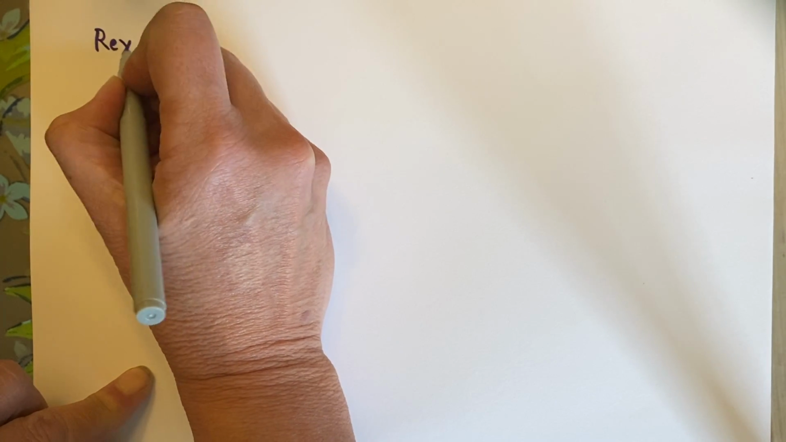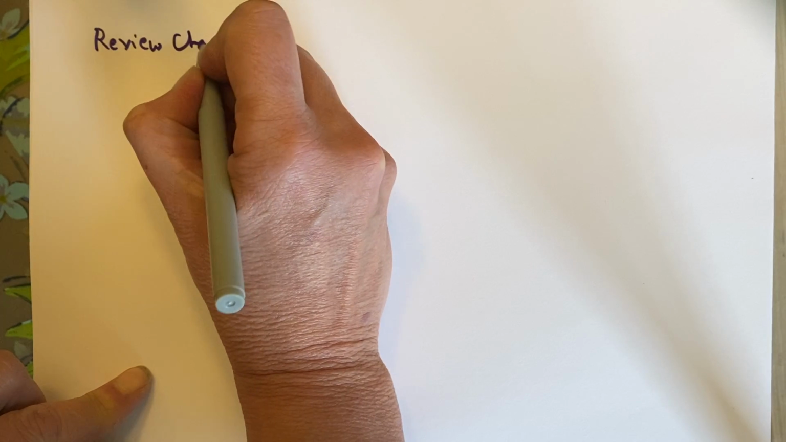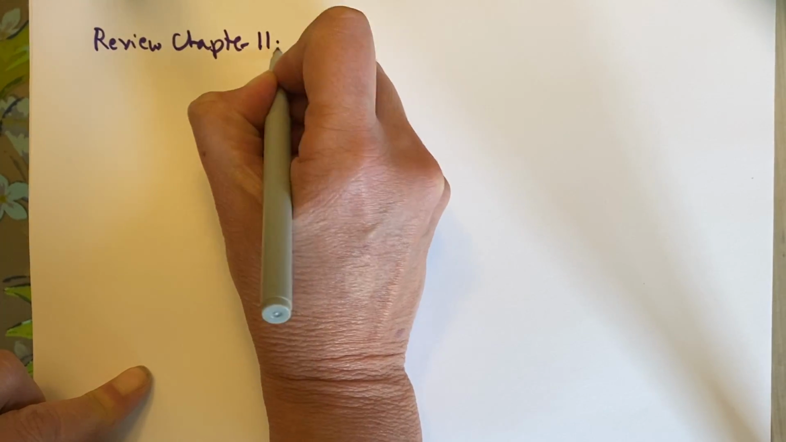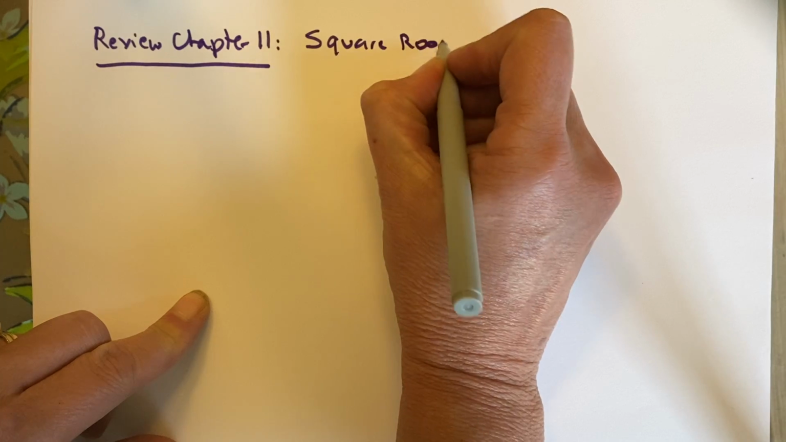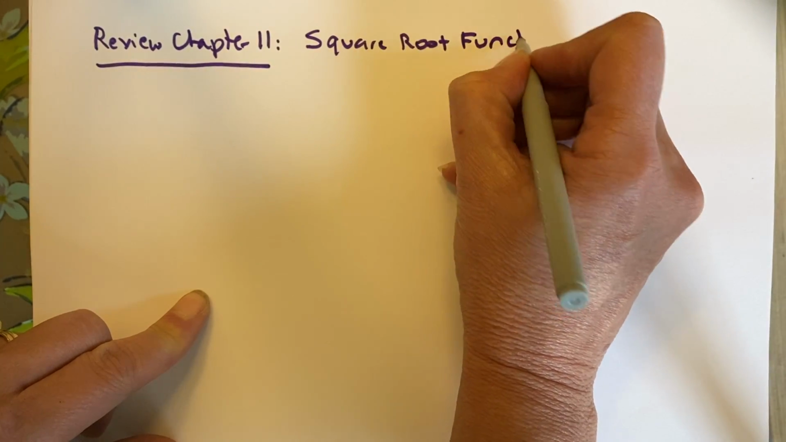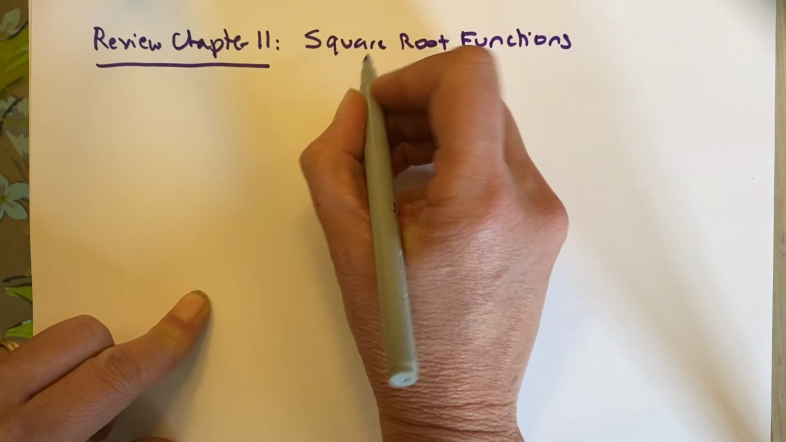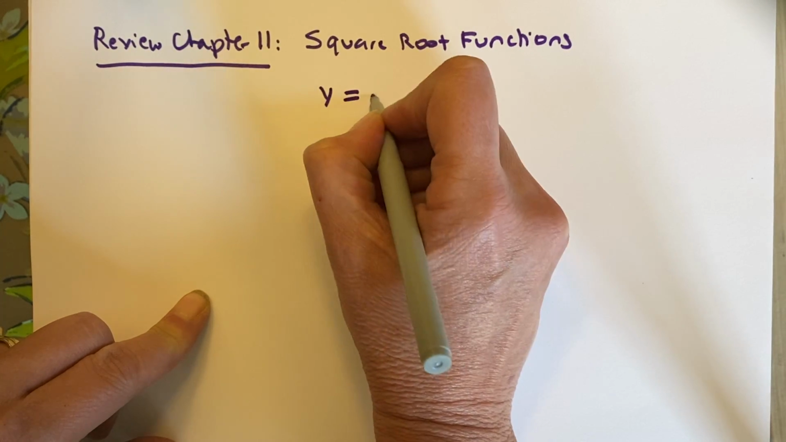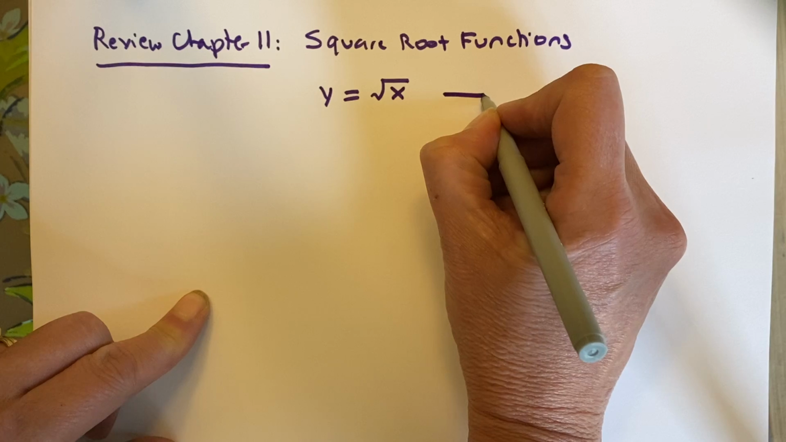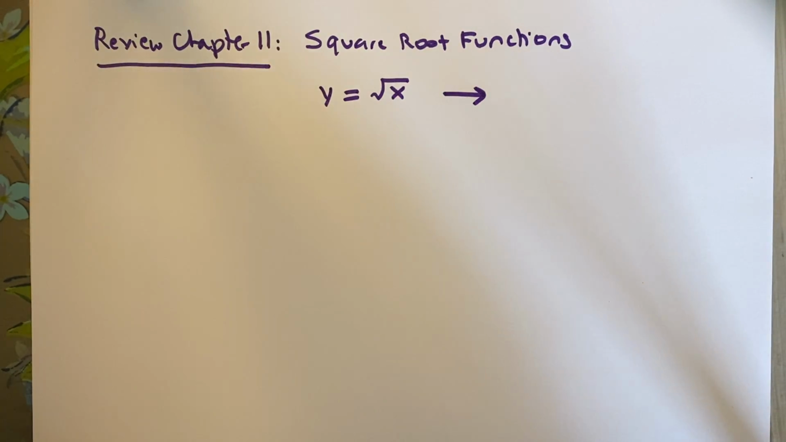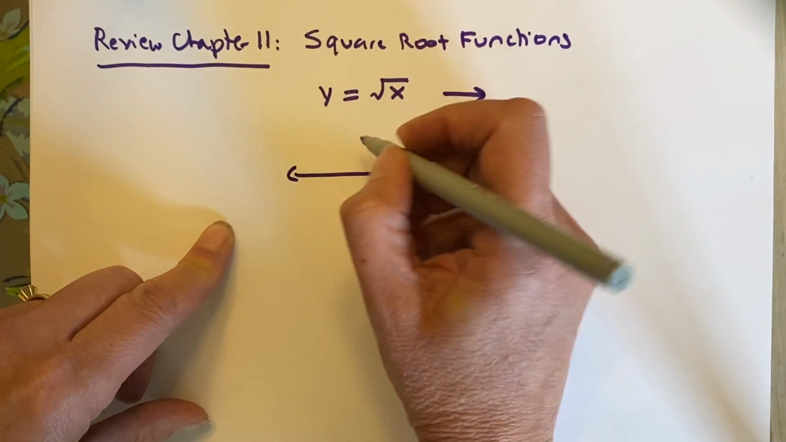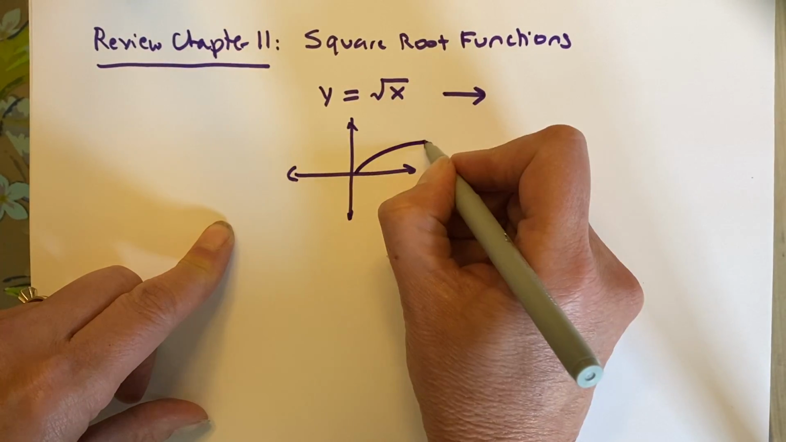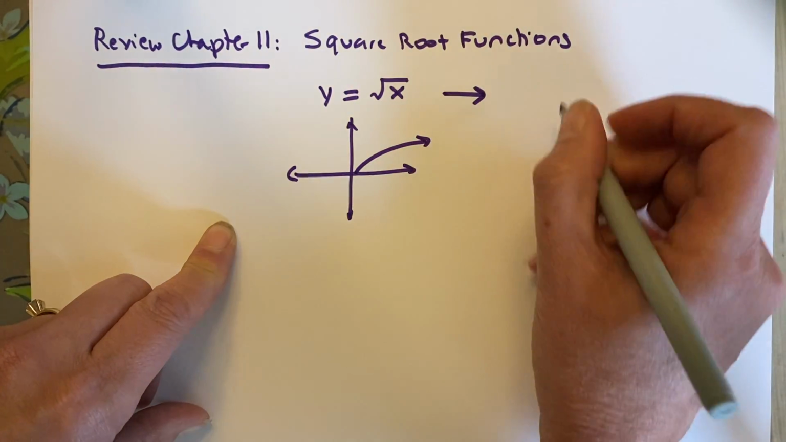So, review Chapter 11. So these are all square root functions. That's the whole point of this chapter. And first, you need to know the basic format. And that is, we've got the parent function y equals square root of x. But that's the function if you just do a very, very simple graph right here, starting at 0 with no changes.